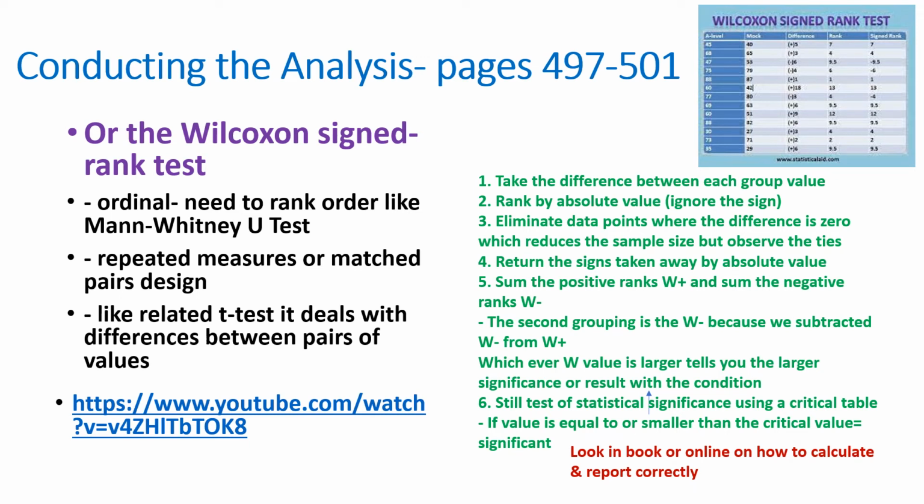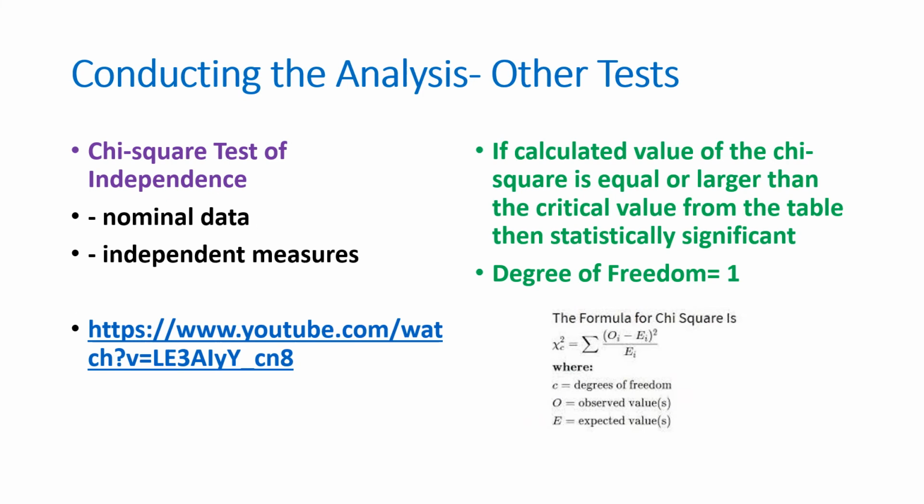Hopefully that's clear. For the Wilcoxon rank test, it tells you in your book, you need to be able to rank order ordinal data, and again it's a repeated measure kind of situation. It will teach you how to do that, and you can also use videos as well. For nominal data, the most common is chi-square. So again, for independent measures, for most of the data, Mann-Whitney U. For repeated measures, Wilcoxon. And for nominal, most of you will use chi-square if it's independent measures, okay?